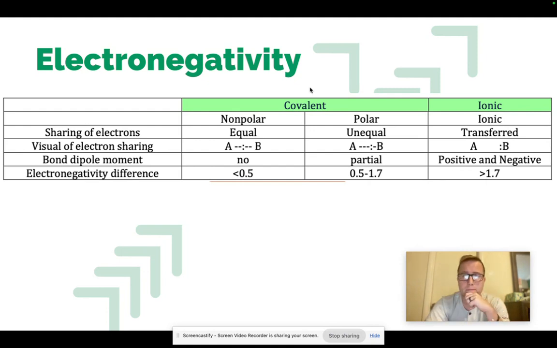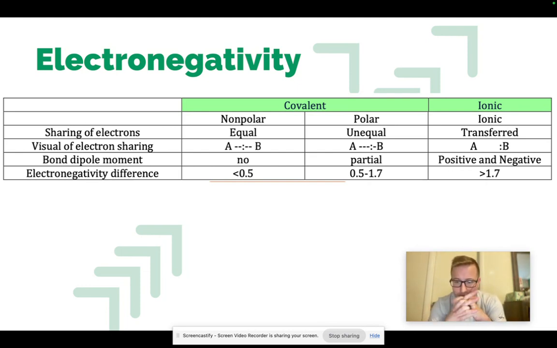So here we have a polar covalent bond. It is unequal sharing of electrons. You see that the electrons are mostly going to be here on my visual. You have a bond dipole moment of a partial. So maybe it's not as strong as a north and a south pole. It might be a partial south pole. It might be a partial north pole. This makes them weaker, but they still exist. Our electronegativity difference here is between 0.5 and 1.7.